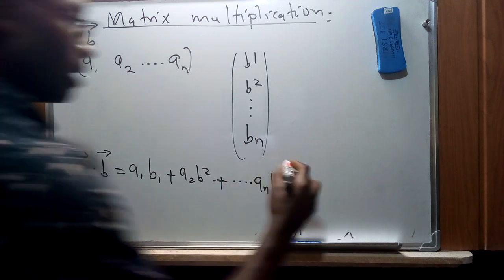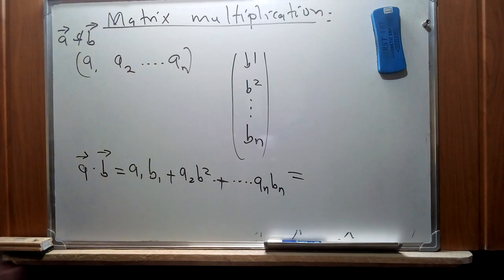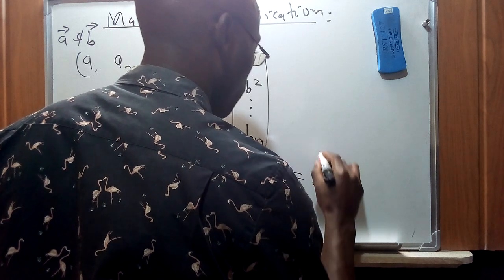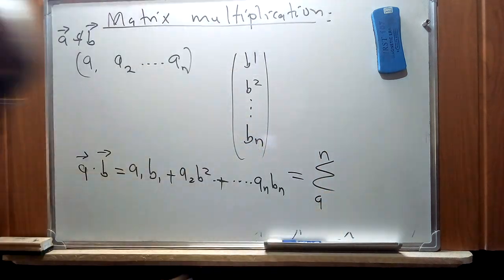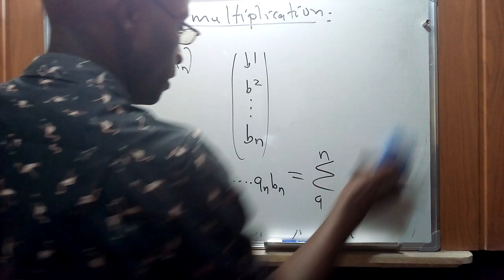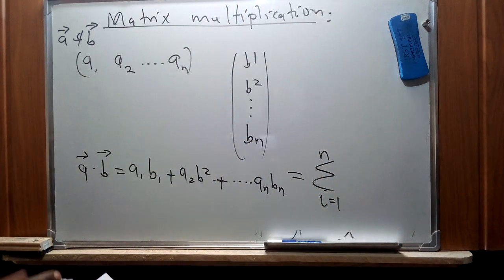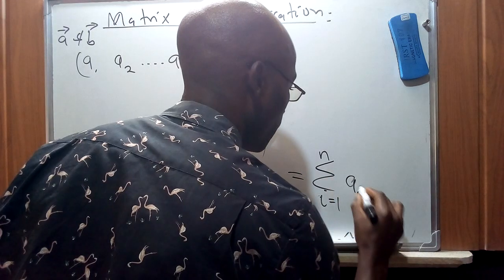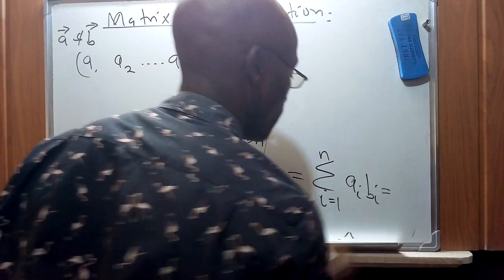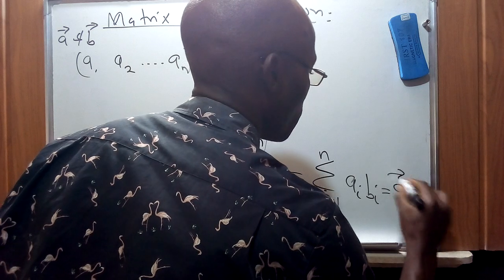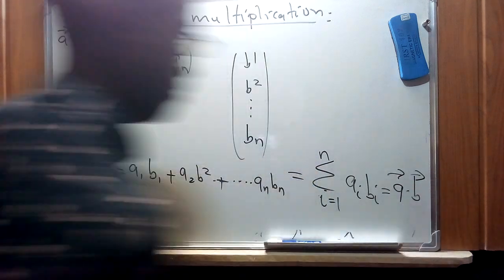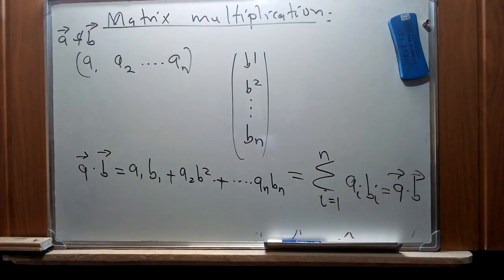So this is just a repetition of the formula that we have written, which is the summation from i = 1 of AiBi, which is the dot product of vectors A and B. So that's a general representation for finding those dot products.